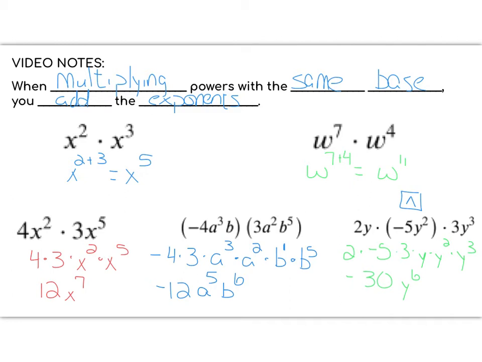I got negative 30 y to the 6. I multiplied 2 times negative 5 times 3, and then I did y to the first power times y to the second power times y to the third power. I added my exponents, and I got y to the 6. If you were typing this in, you would say negative 30 y, then do that Shift 6, and then the 6. That would show me that you meant an exponent there.